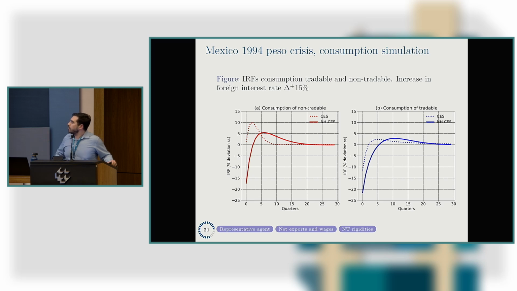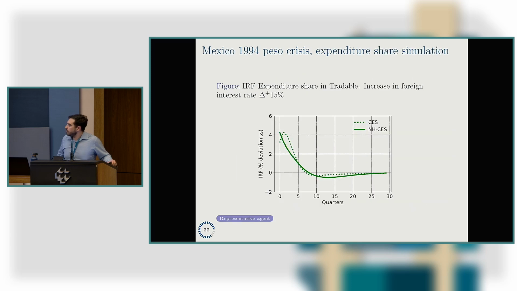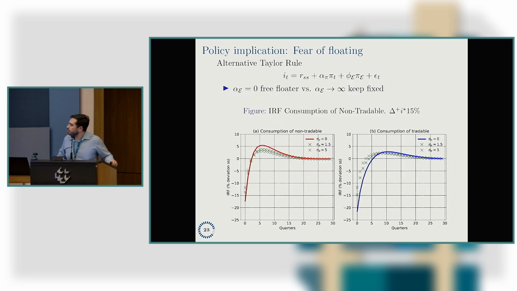In the case of non-homothetic CES preferences, I am not trying to force the calibration, but if I push more, I get the same consumption as in the data. Expenditure shares are similar to what we observe in the data. This is after, as I told you, the increase in foreign exchange and foreign interest rates.